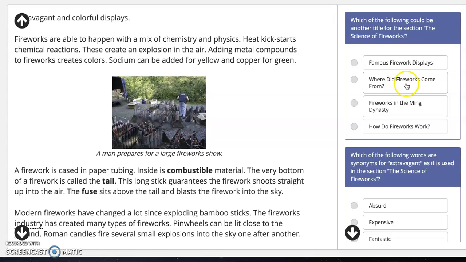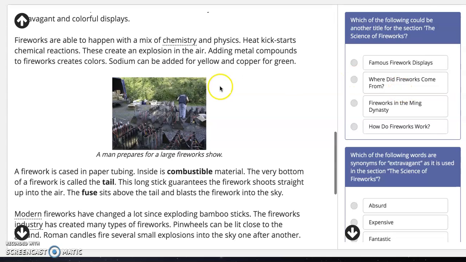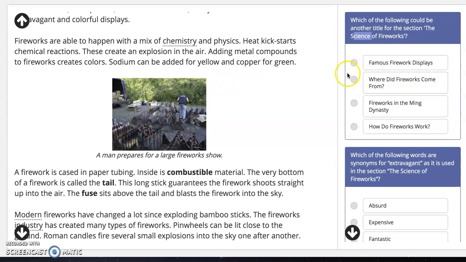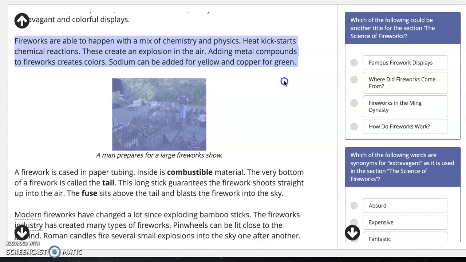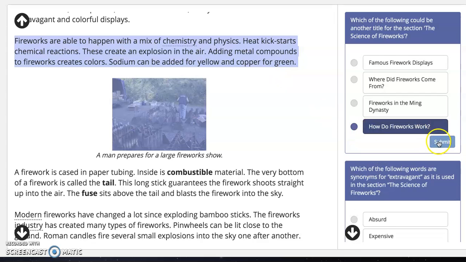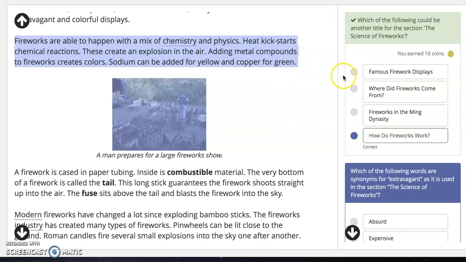Am I talking about where they came from? The history of it? No, I'm talking about the science. We're talking about the science of the fireworks right now. Fireworks in the Ming Dynasty? Wasn't that the history as well? Don't those kind of go together? How do fireworks work? Does this tell you how they all are made, how they're able to happen? Yeah. Boom. Awesome job.